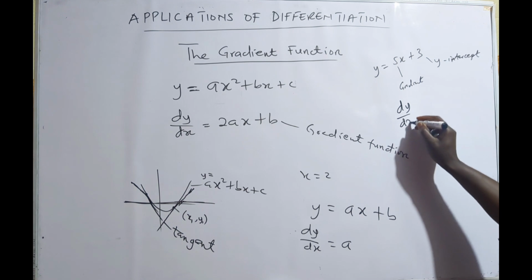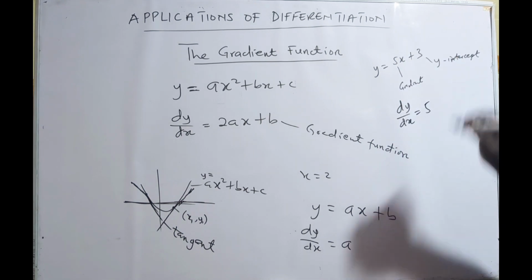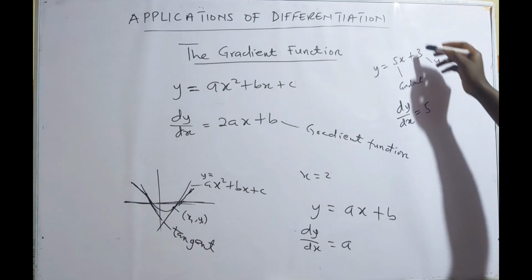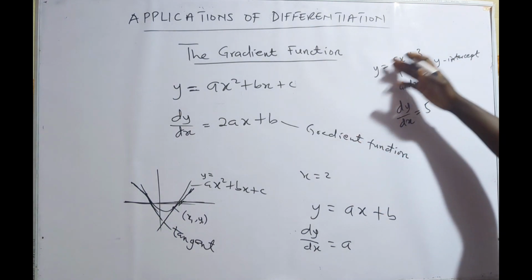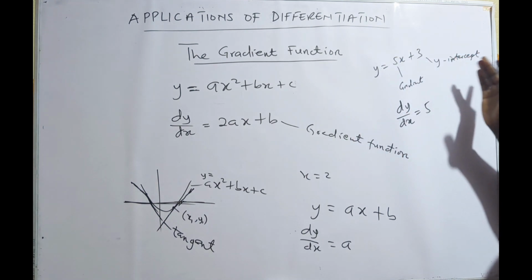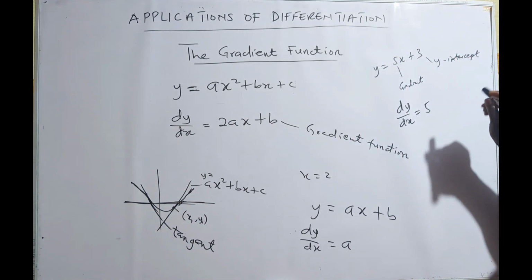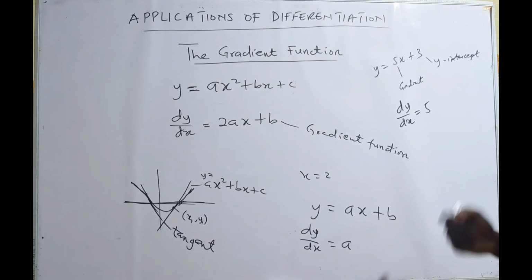What is dy/dx? That is 5. Okay, and you see that this will be 0. When I differentiate, it becomes 5. So even if it is a linear function, you can also get your gradient, because the gradient is the coefficient of the x.